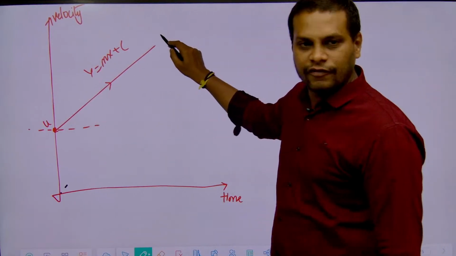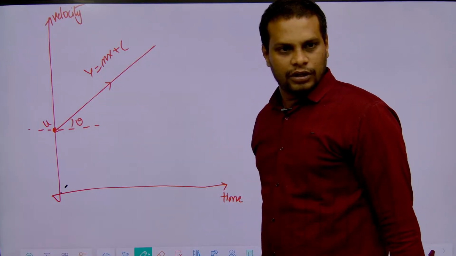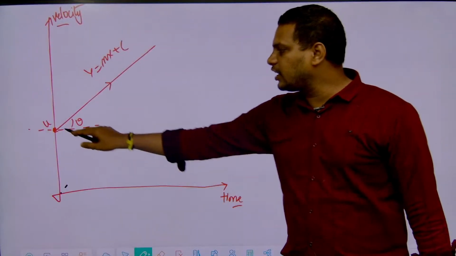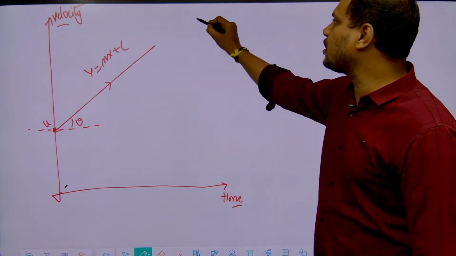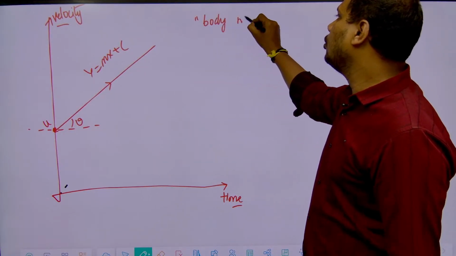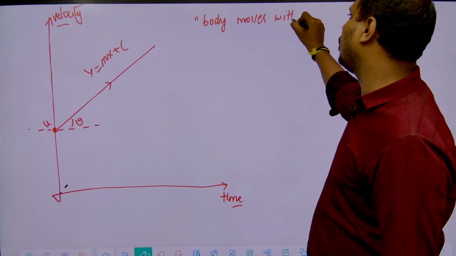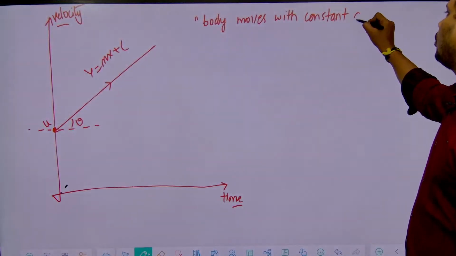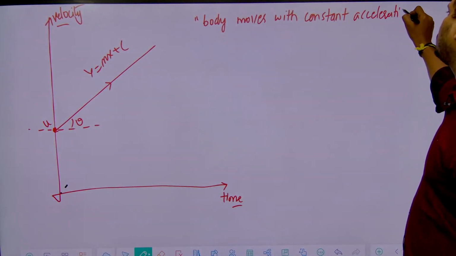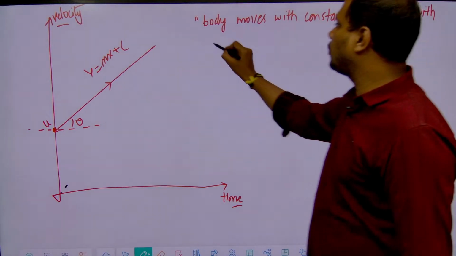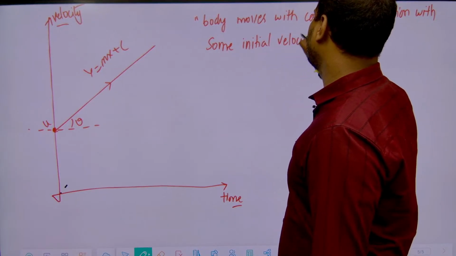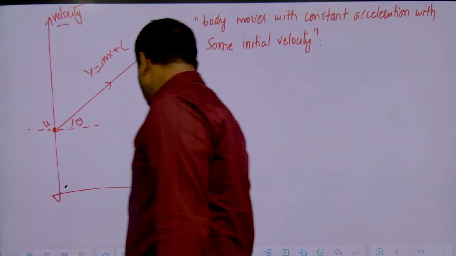And here it is a straight line, so for a straight line the angle theta is the same. Theta is the same, so the slope of the velocity time graph gives what? Acceleration. And theta is the same means constant acceleration. This is the graph for the body. Are you clear? My body moves with constant acceleration with some initial velocity.